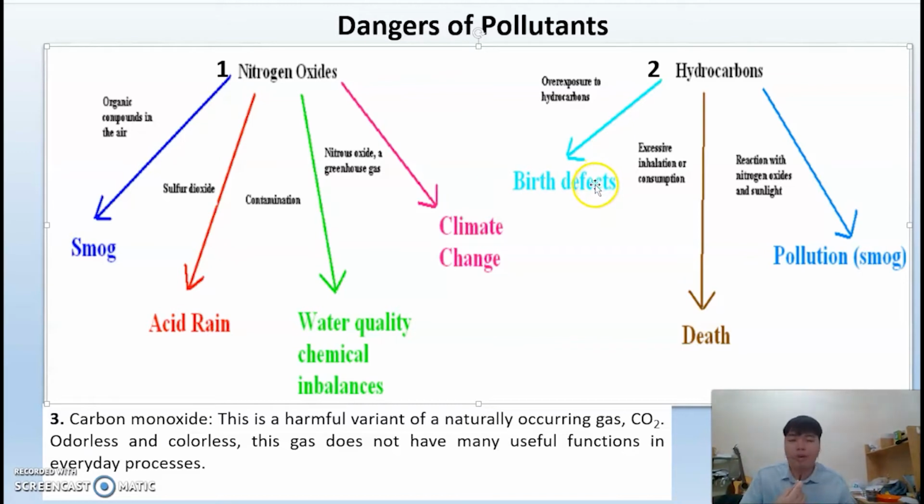Okay, then the second is hydrocarbons. Hydrocarbons can cause birth defects with overexposure. They can cause deaths if there is excessive inhalation or consumption. They can also cause pollution when there is a reaction with nitrogen oxide and sunlight.